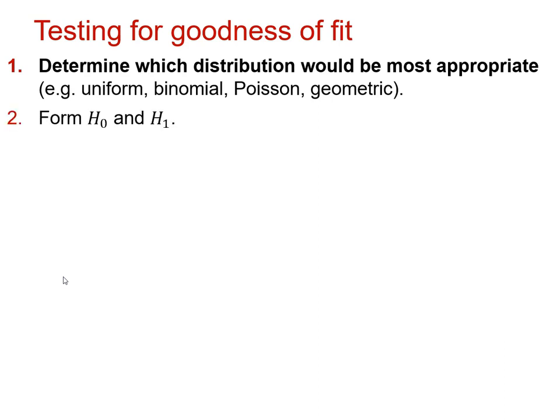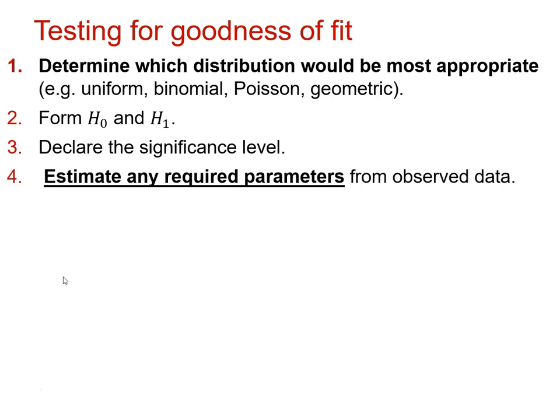We then form our hypotheses. We declare the significance level before we do the test. We estimate any required parameters from observed data. So if any parameters are missing, you will need to estimate them.